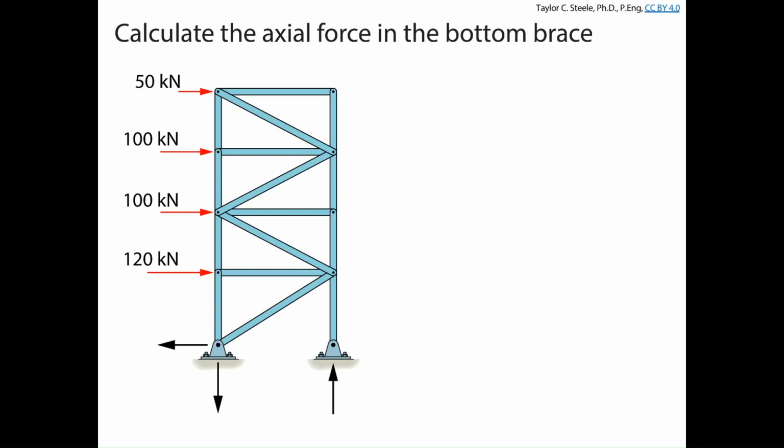I want you to figure out the axial force in the bottom brace for the truss that's shown here. It's a vertical truss, it's pinned at the bottom, it's got some point loads acting on the joints, and I want you to calculate the force in this member here. I haven't given you much information, but we'll just call this a 3, 4, 5 geometry for that bottom brace. Take a minute, try and figure out what that axial force is in that bottom brace.